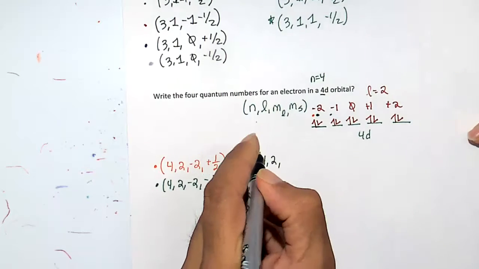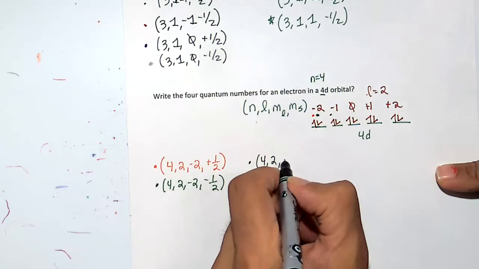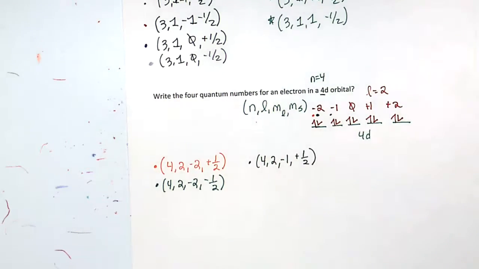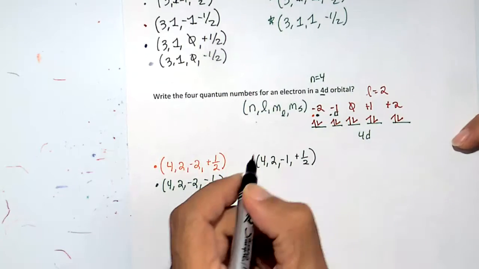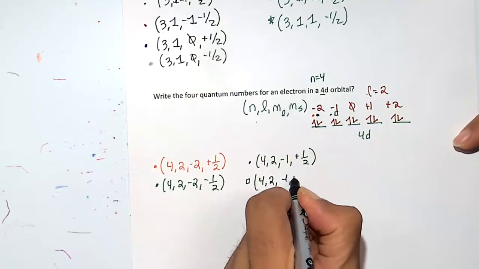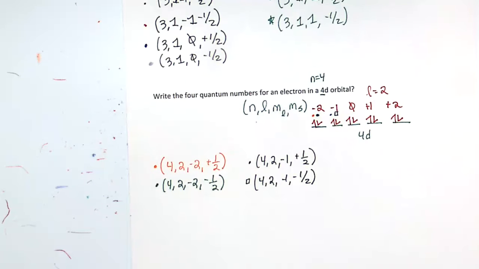4, 2, that stays the same, but you see it's now in the minus 1. The m sub L is minus 1 here, and it's spin plus 1/2. And then this electron here, I'll do a square. Okay, this square electron is exactly the same position, except it's minus 1/2. Okay, so that's the address of the square electron.